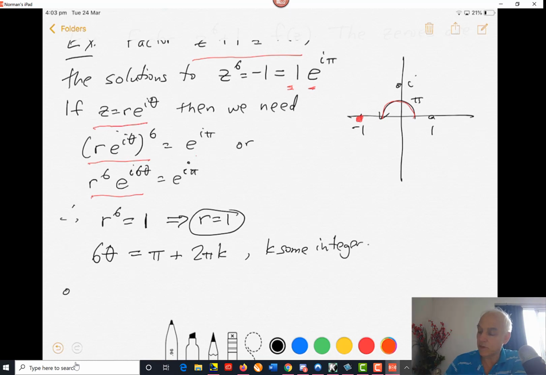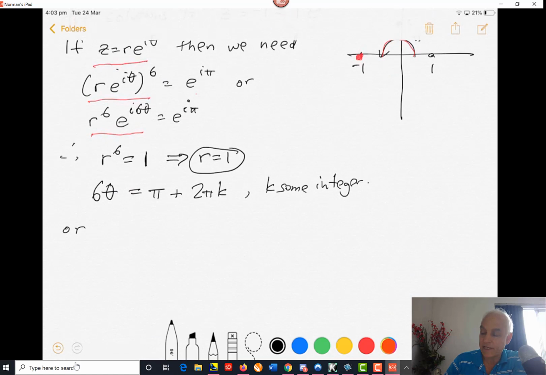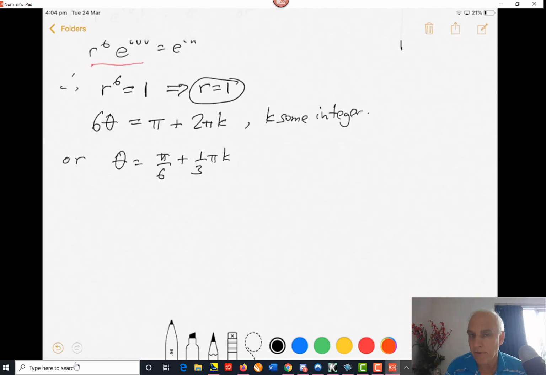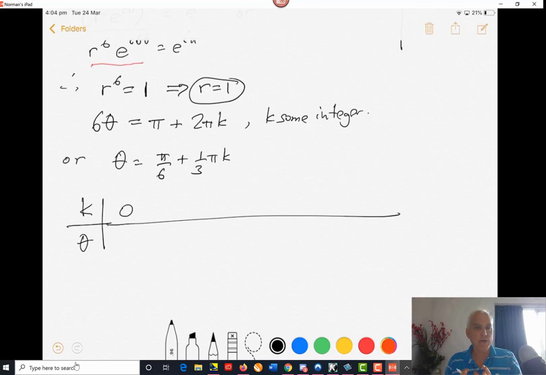Okay, well, we could rewrite that as theta equals pi over 6 plus 1/3 pi times k. And now we're going to let k run through various possibilities. Maybe I'll do it in a little organized way here. Here's k and here's theta. Let's have a little chart. So k is 0, 1, 2, 3, 4, 5. That's really as far as we'll go, because when we get to 6, it'll repeat.